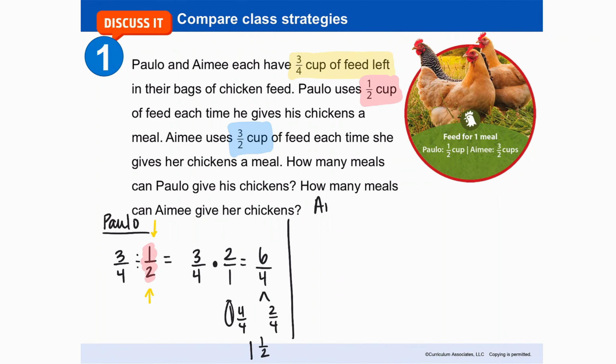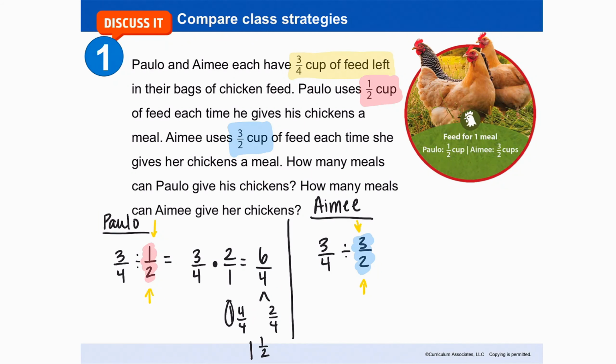Let's look at Amy. We already reasoned that Amy's probably not going to have enough just by looking at how much she feeds her chickens and how much she already has left. So we're going to start with 3/4 because that's how much chicken feed she has left. Her serving size is usually 3/2. So we know that we're going to be using the reciprocal here. The reciprocal is the opposite, like it's flip-flopped, of the divisor.